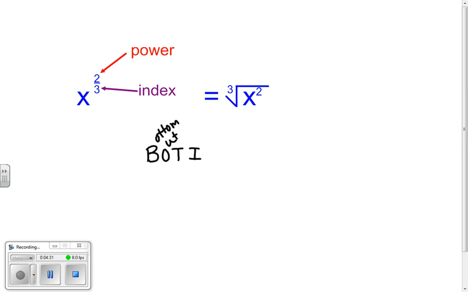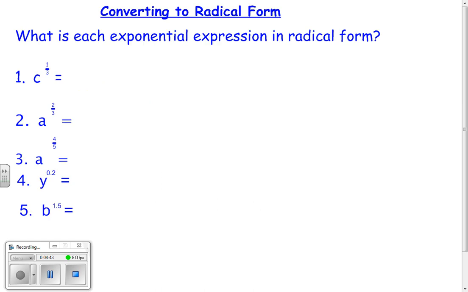So the bottom number stays out, while the T for top stays I for in. So the bottom number here is a 3, that stays out. The top number here is a 2, that goes in. Bow tie. So taking a look, they want you to convert each exponential expression into radical form.